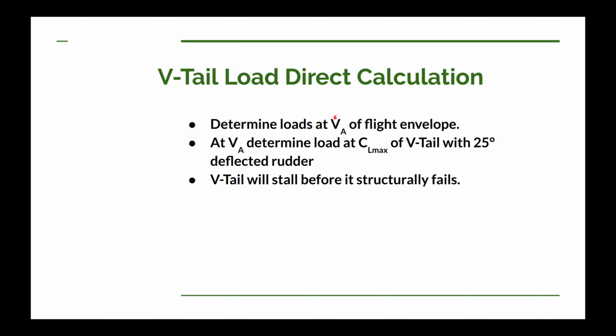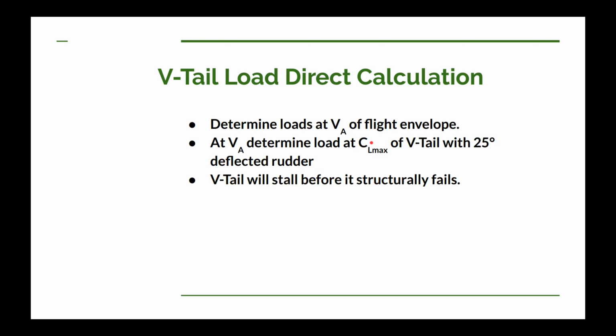But you should also do that for your tail surfaces or any other structural part of the airplane. You don't want any of it to fail at V sub A. It may fail at a higher speed, but at V sub A or lower, you want it to survive, and that's what this little bullet down here says. We're going to design our V-tail so that it will stall before it structurally fails if we're flying at this V sub A speed. So we need to do our calculations right at where that tail will stall.